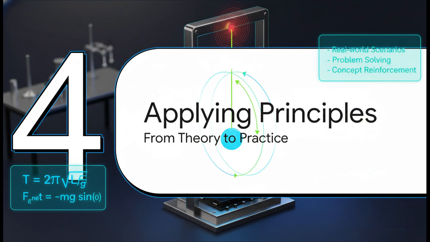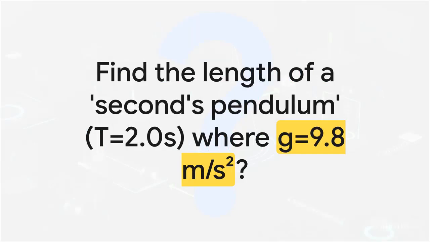So let's put this powerful formula to work and solve a couple of problems to see how it all plays out in practice. All right, here's a classic. A seconds pendulum is a special kind of pendulum. Its period, the time for a full swing, is exactly 2 seconds. So 1 second to swing out and 1 second to swing back. The question is, how long does that pendulum need to be right here on Earth?